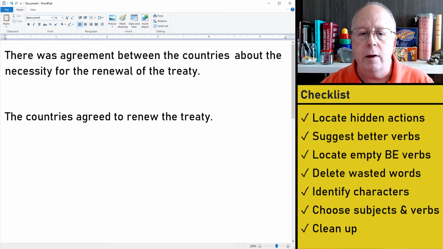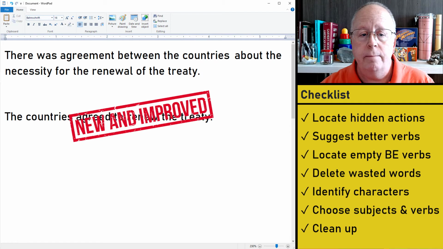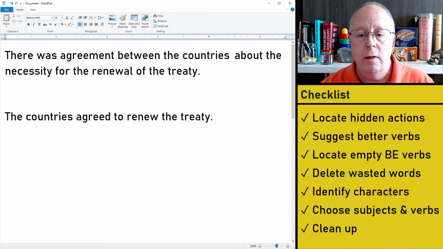This is a very direct way of expressing the original idea. We've eliminated the useless there was construction and added a more informative verb. The phrase to renew is not exactly a verb, but it sounds more verb-like than renewal, which is a noun. And for this sentence, that's an improvement. As a consequence, the sentence is more concise. That was not the original goal, but it's an excellent bonus.